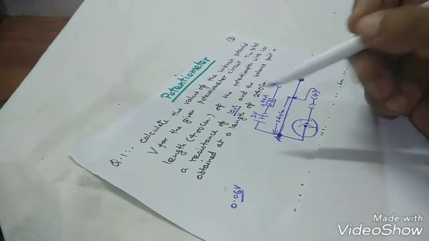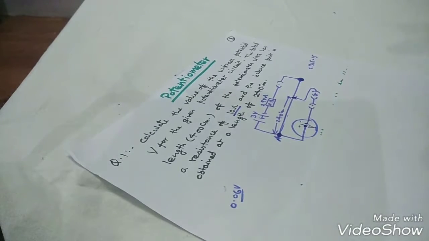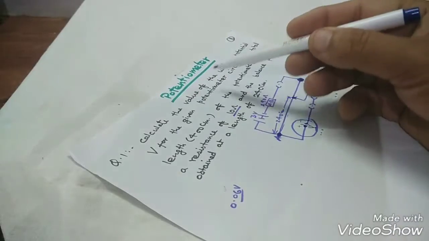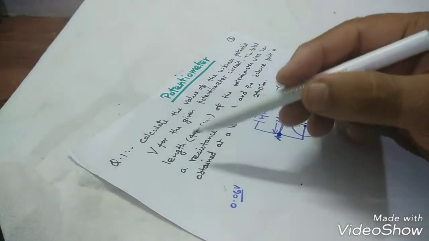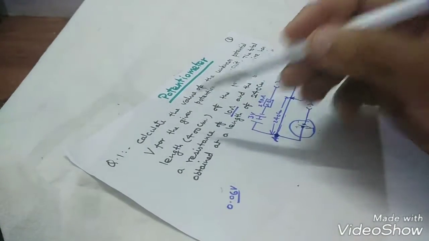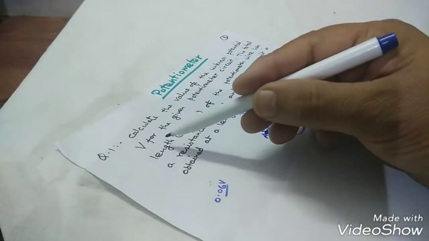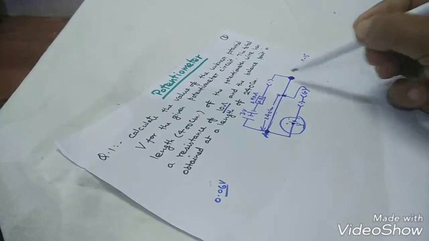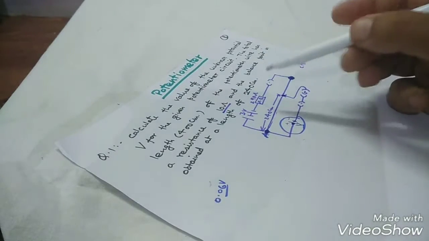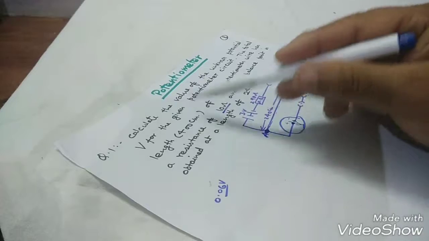Hello students, we have already studied a lot about potentiometer. Now we will solve a few problems based on this concept. First question is: calculate the value of the unknown potential V for the given potentiometer circuit. This is the circuit given. We have to find the value of unknown potential.